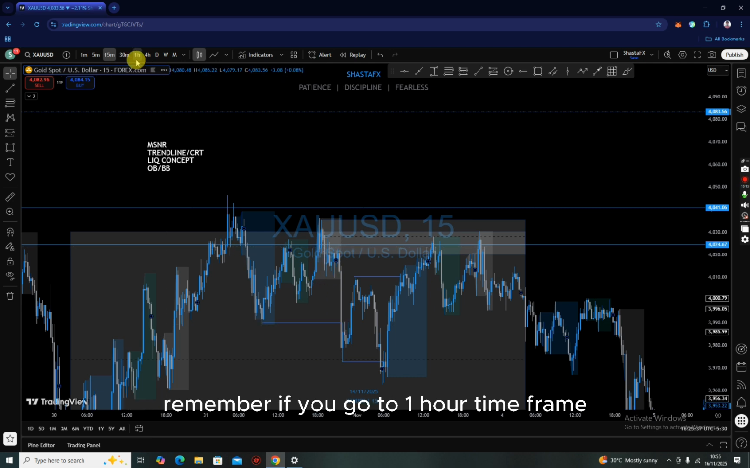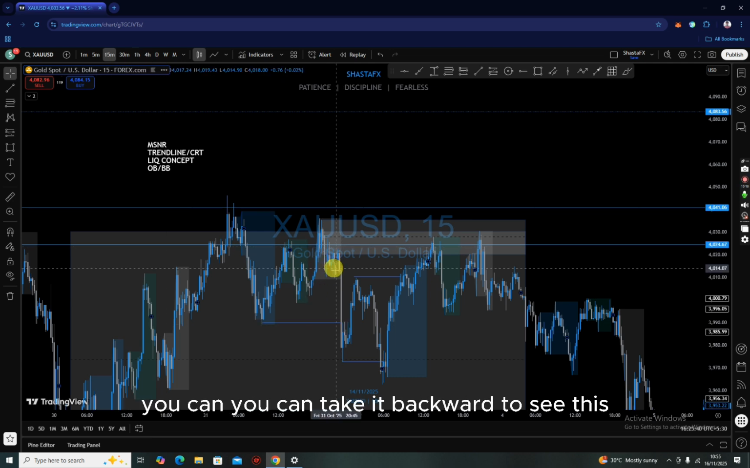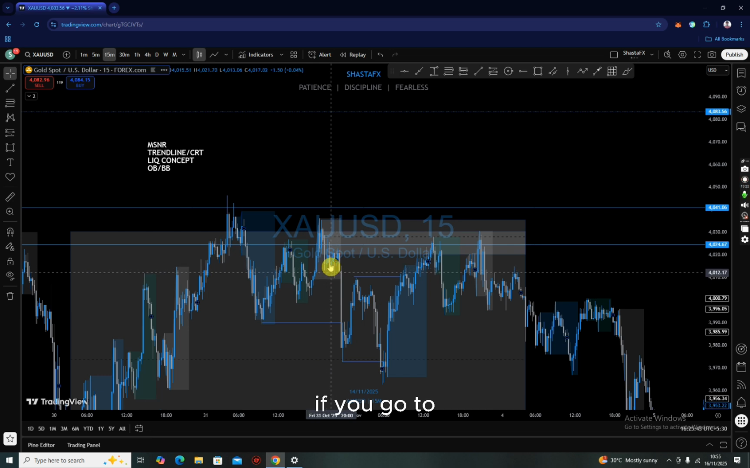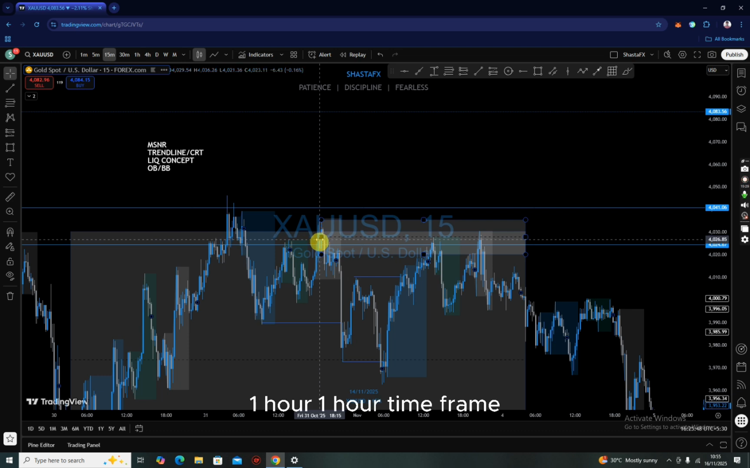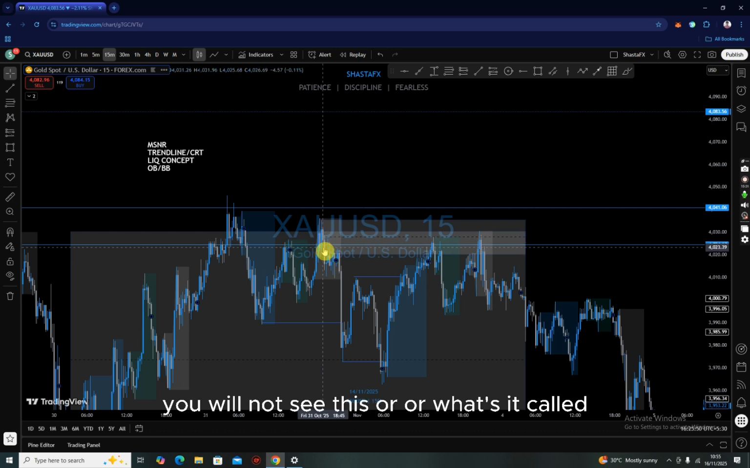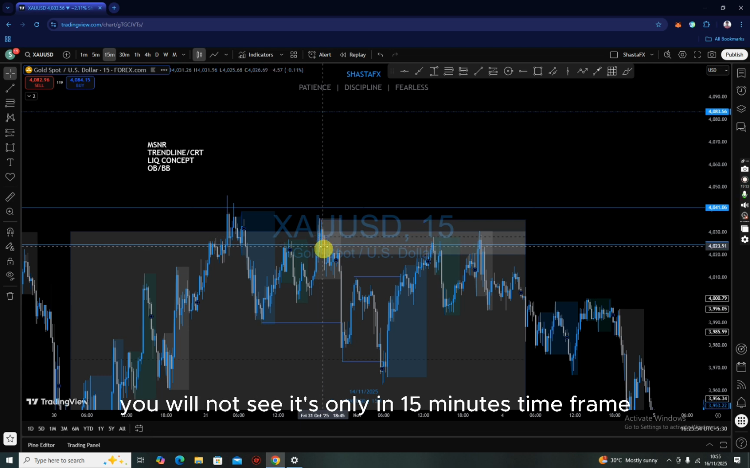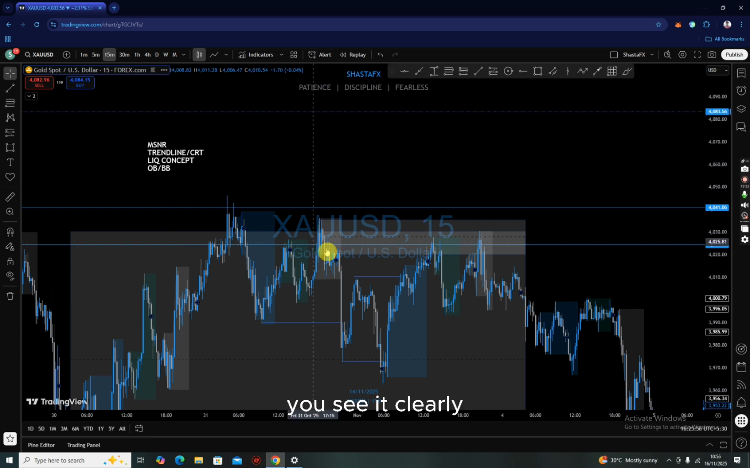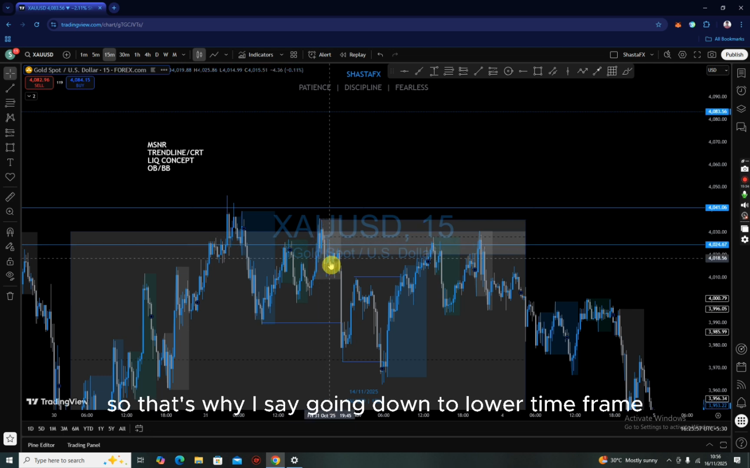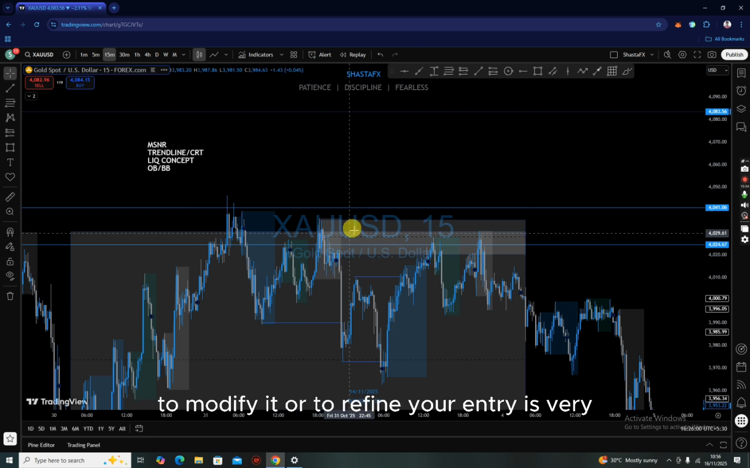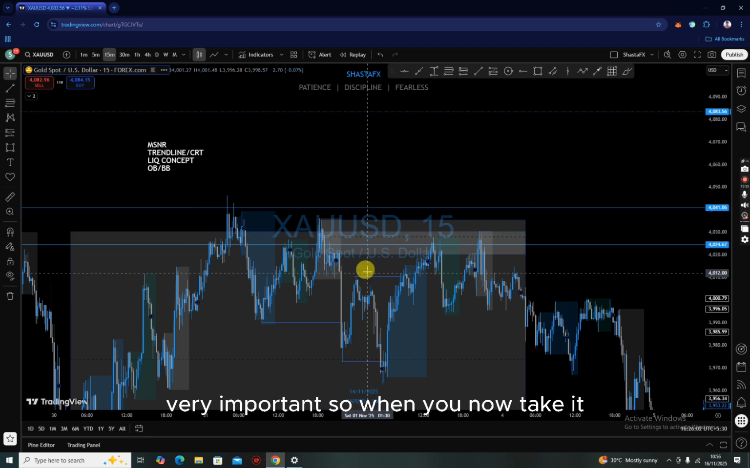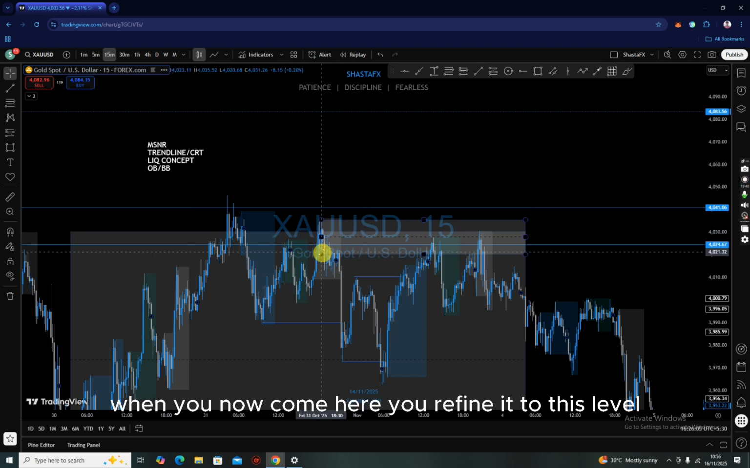Remember, if you go to 1 hour time frame, you will not see it. You can take it backward to see this. If you go to that 1 hour time frame, you will not see this bullish candle here. It's only on 15 minutes time frame you see it clearly. So that's why I say going down to lower time frame to refine your entry is very, very important. So now you refine it to this level.